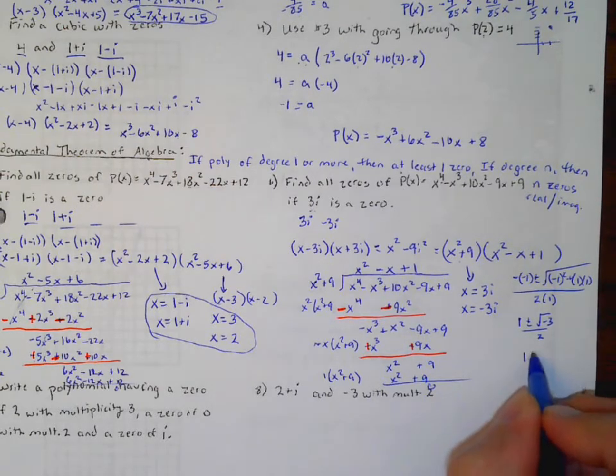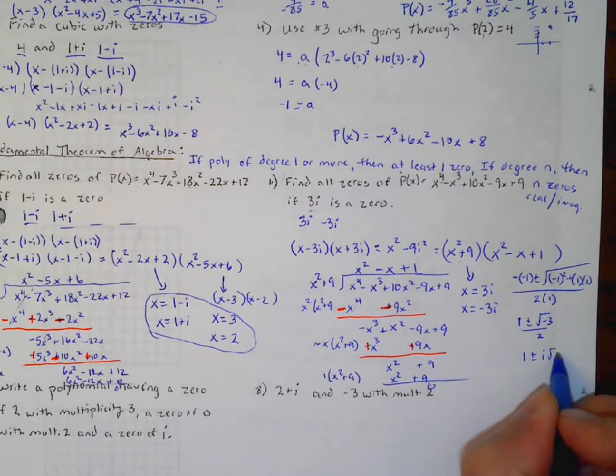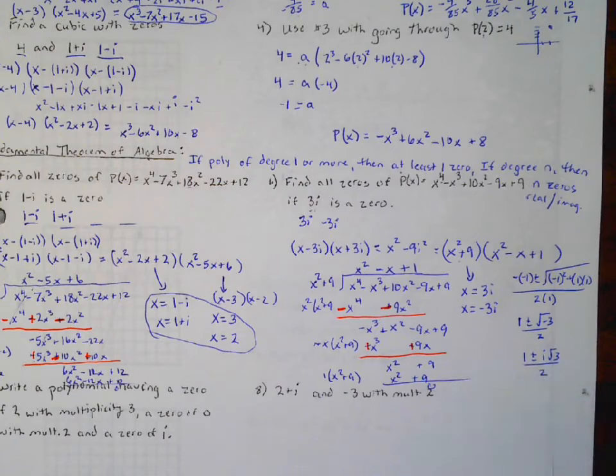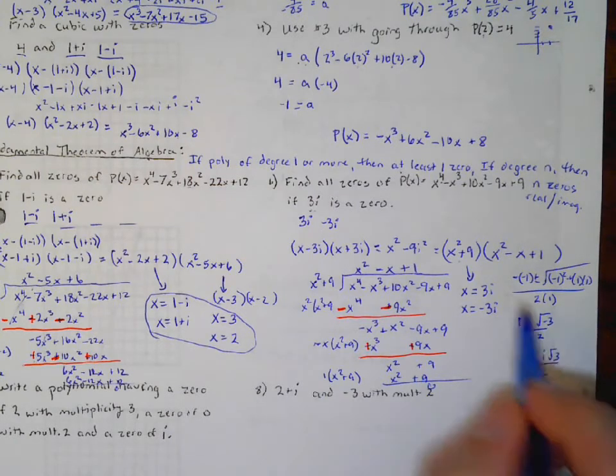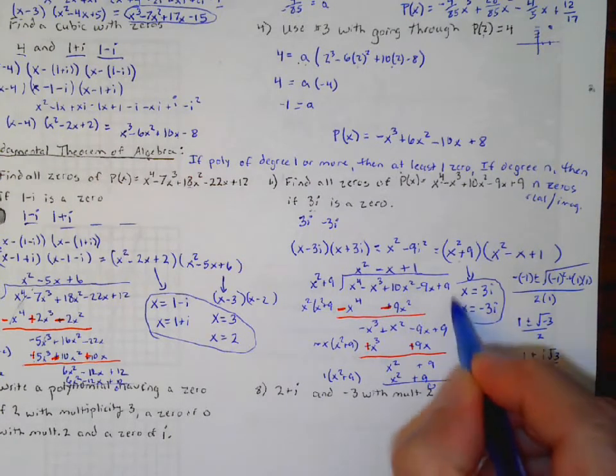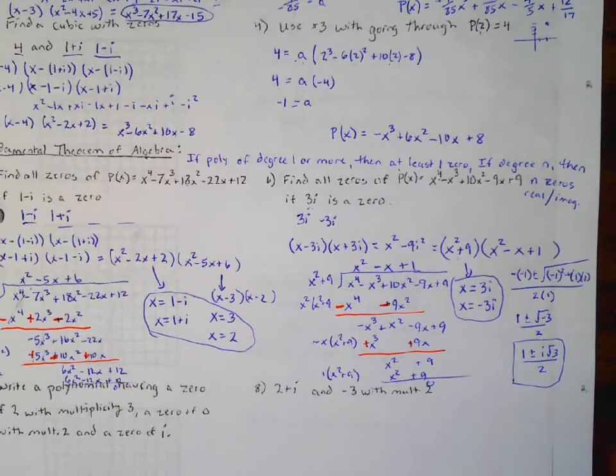And this would be 1 plus or minus i root 3 over 2. Okay, so there's your 4 solutions. We got these two right here and these two right here. So it's the plus and the minus, to give us our 4 solutions.